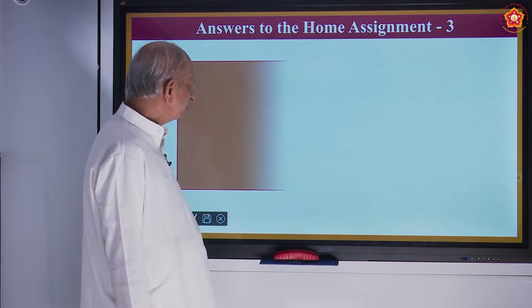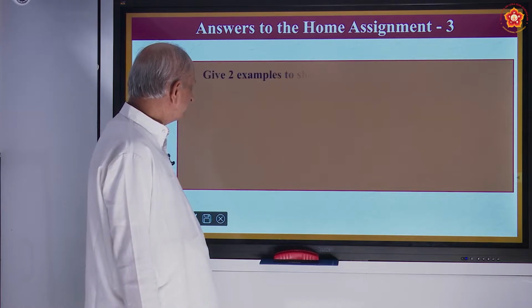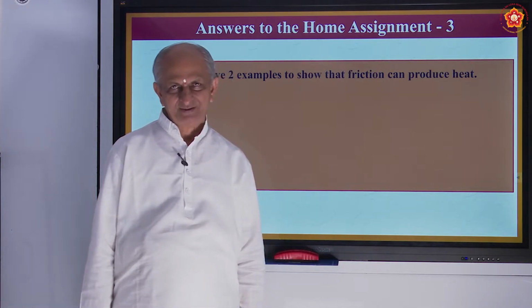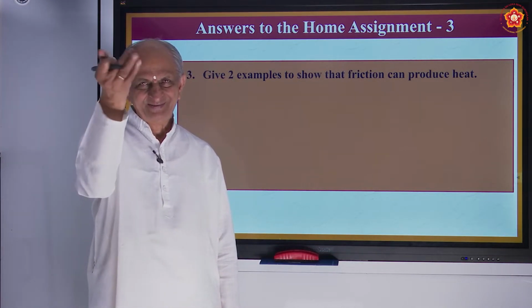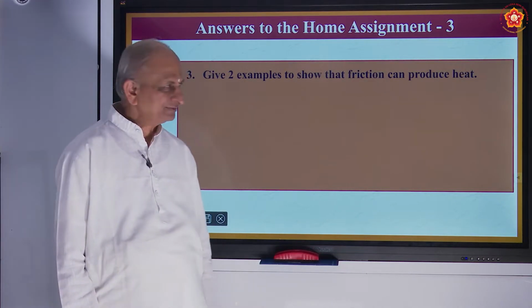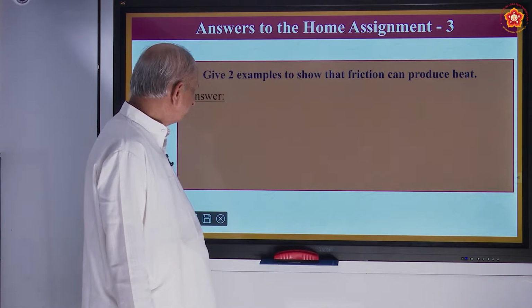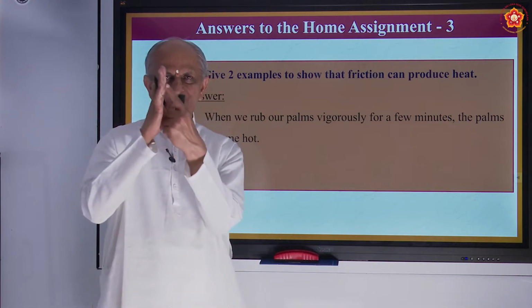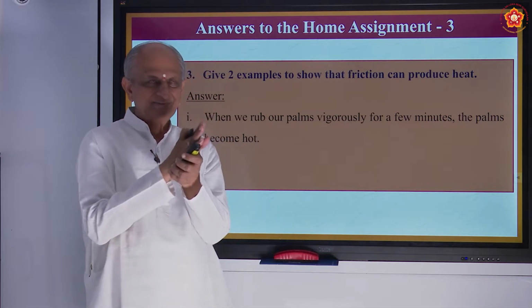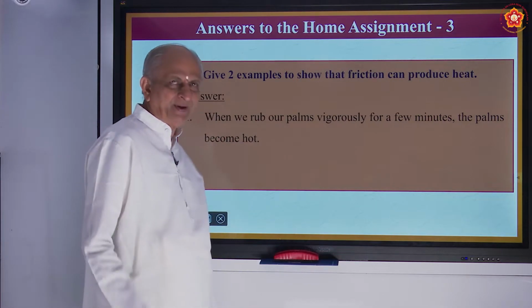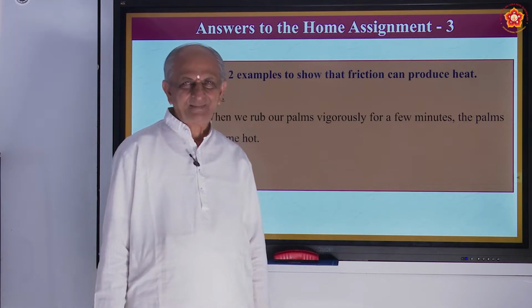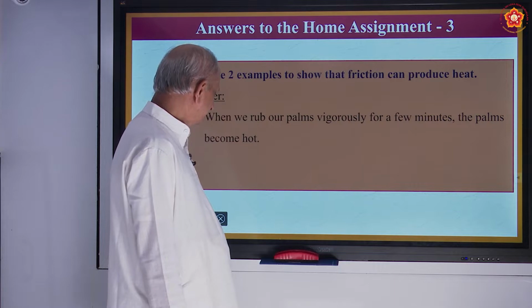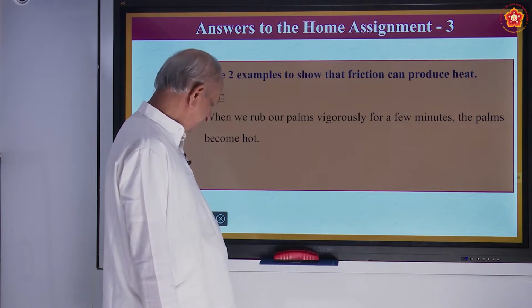Okay. One more question is there. The question is, give two examples to show that friction can produce heat. Come on, anybody? Think of the answers. Very simple question. Everyday experience. The one experience is rubbing palms. What is palm? This portion is called palm. And rub like this for a few minutes. Come on, you try now. Sitting there, rub your palms. Is it becoming hot? Yes. So that is an example for that.